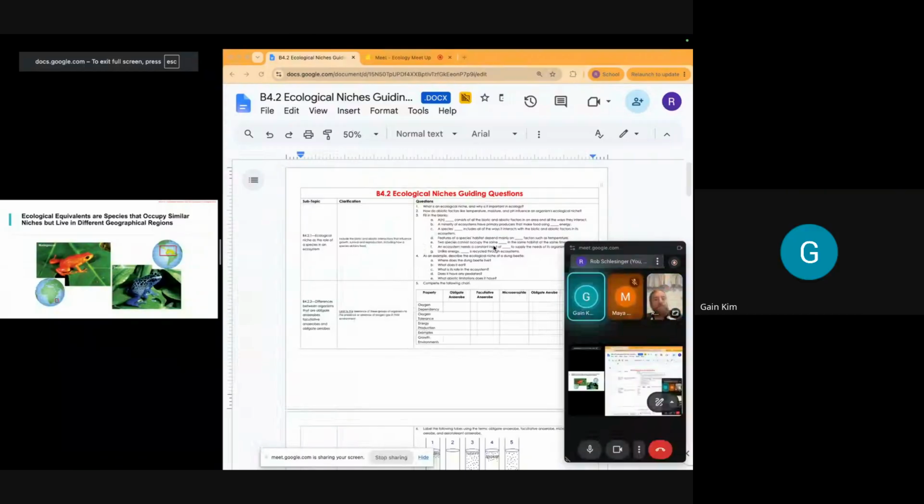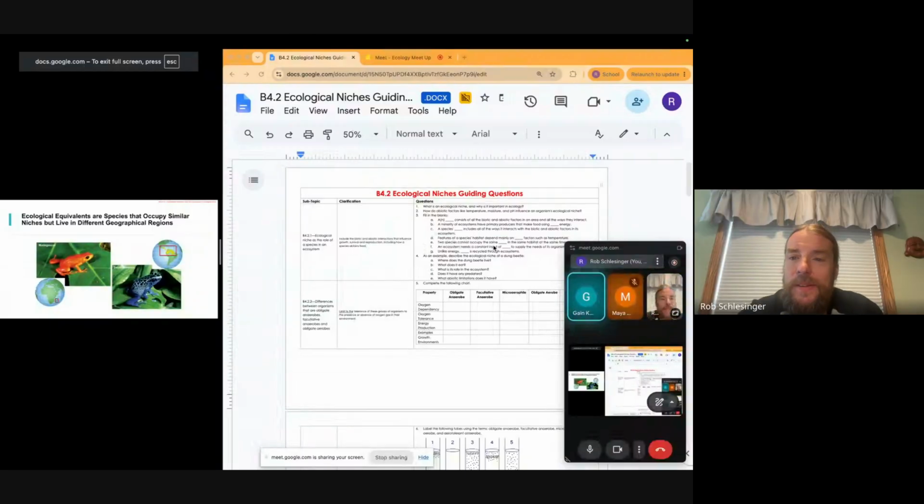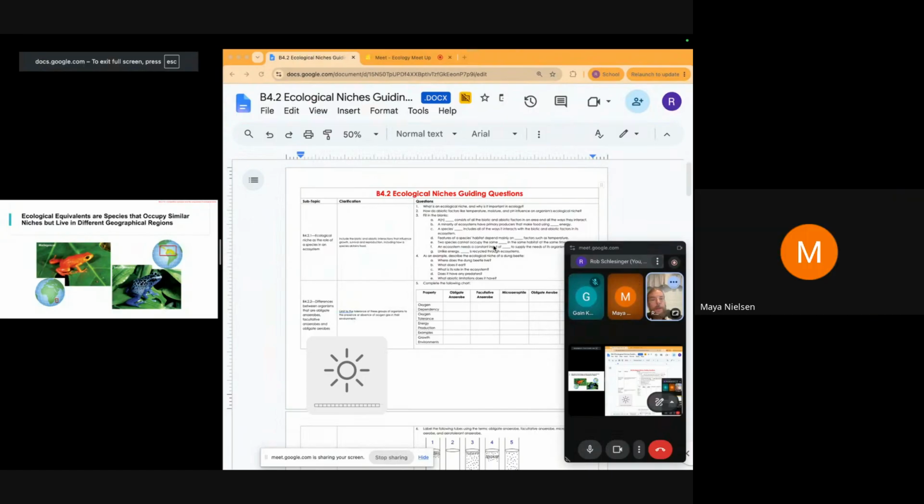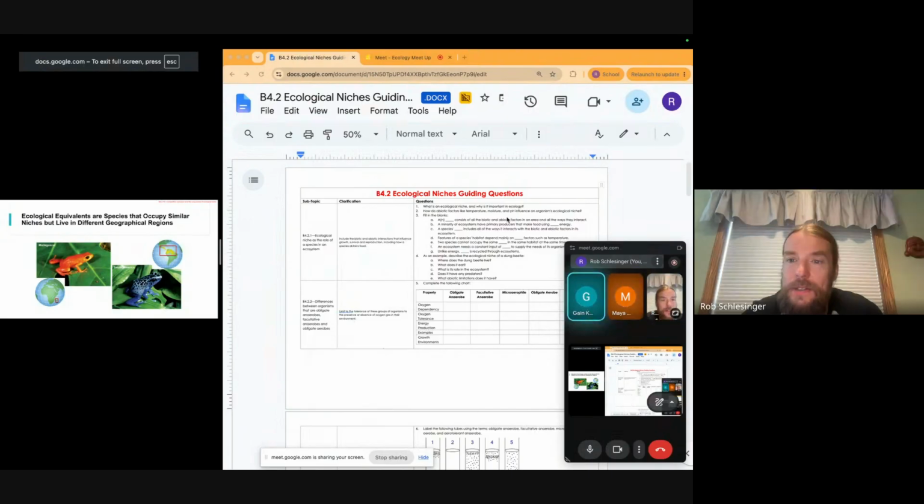Ecosystem. Nailed it. A minority of ecosystems have primary producers that make food using what type of energy? I'm not sure if we talked about this one. What do plants use primarily to make that energy? Light. Sun. Light, yeah. Solar, yeah, light energy. Nailed it.